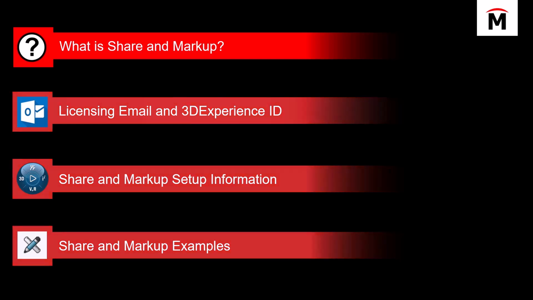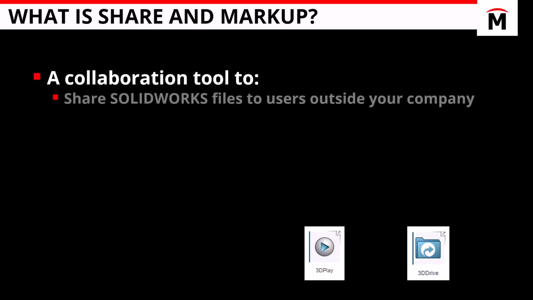Let's start with what is Share and Markup. We have a pretty good idea based on the overview, but let's define this a little bit more. Share and Markup is a collaboration tool that's powered by the 3D Experience platform. This will allow you to share SOLIDWORKS files to users inside or outside of your company. What's really important to know about this is if you do send a link to someone outside of your company, they do not need a license in order to access the file. That was one of the very big enhancements with this Share and Markup, is now we can collaborate with anyone.